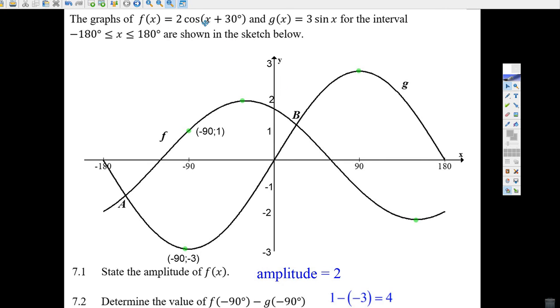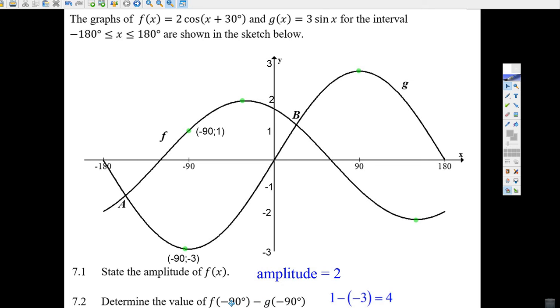But this one here, cos of x plus 30, you have to know cos normally goes through 1. But this has got a 2 here, so it would have gone through 2. But this is shifted 30 degrees to the left, the whole wave. So the graph is at minus 30 and 2. What's the amplitude? That's how tall the wave is. It's the coefficient, the number in front of the trig function. And so the amplitude is 2.